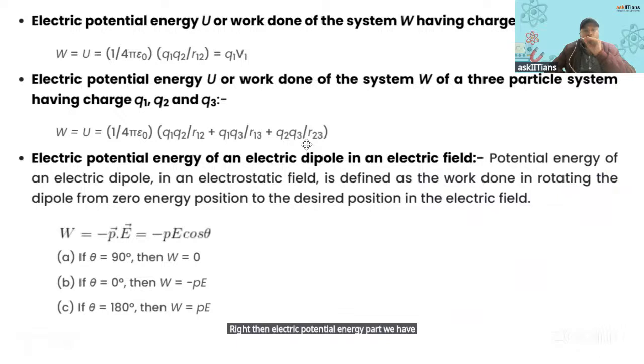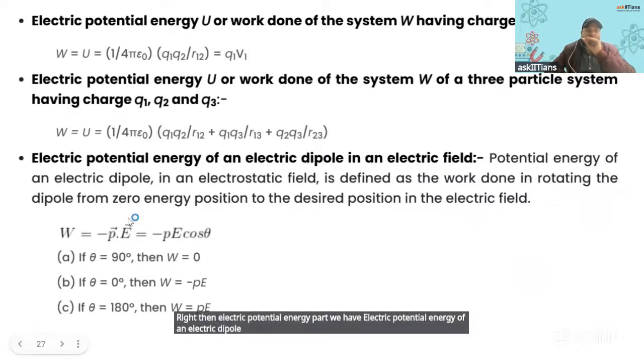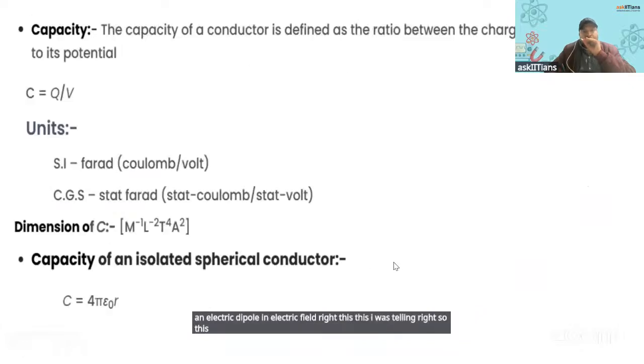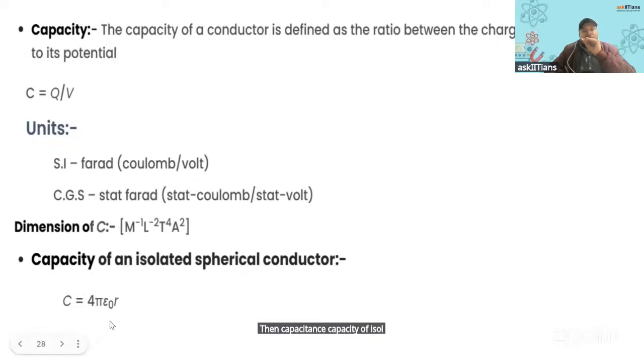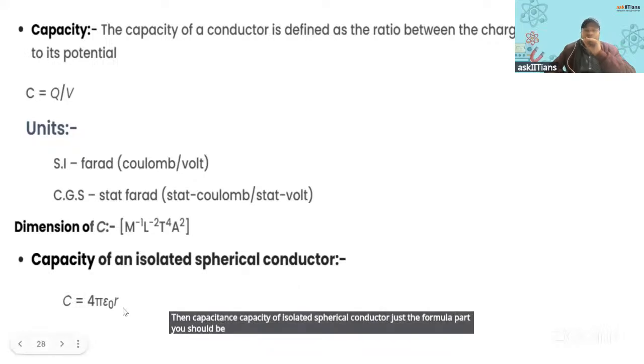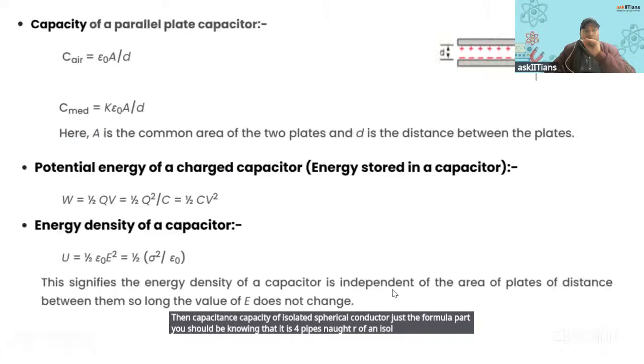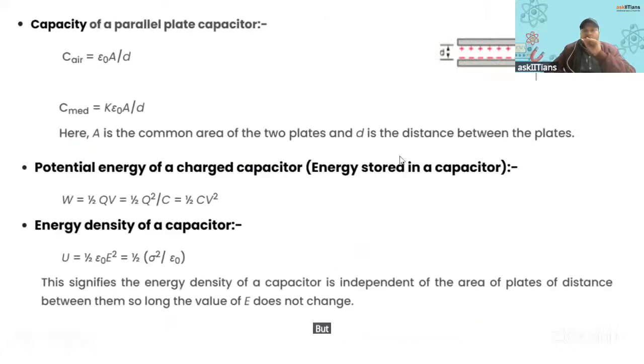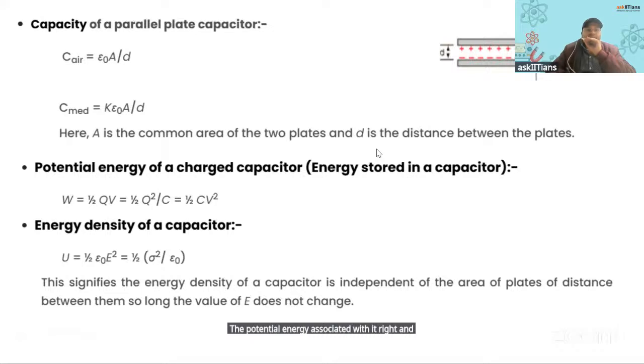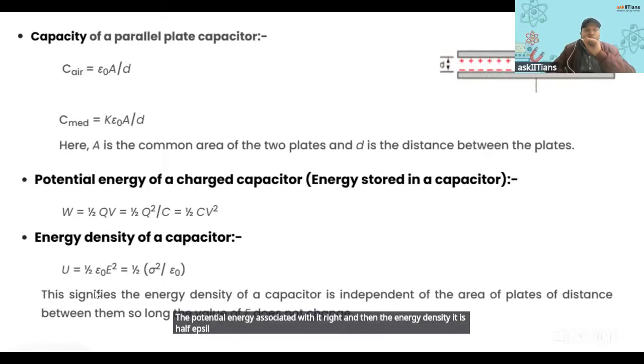Electric potential energy of an electric dipole in an electric field, this I was telling. You must be knowing this. Then capacitance: for the capacity of an isolated spherical conductor, just the formula part you should be knowing, that it is 4 pi epsilon naught r. But otherwise, the important aspect is the parallel plate capacitor, the potential energy associated with it, and then the energy density, which is half epsilon naught E square. You must be knowing it.